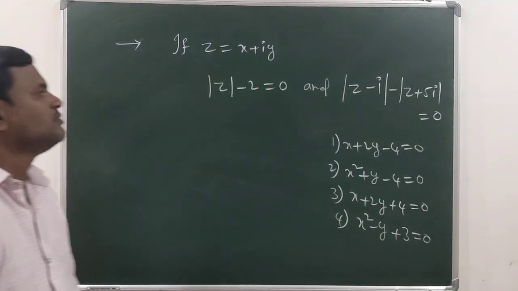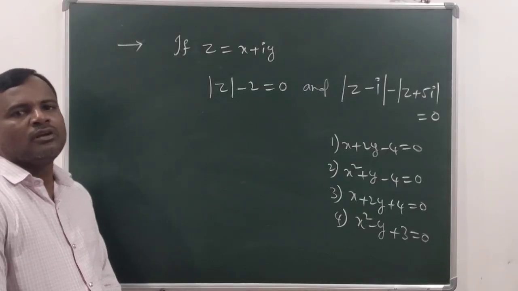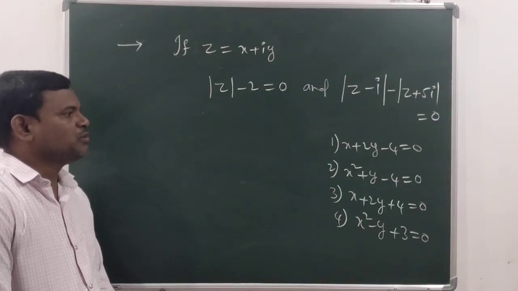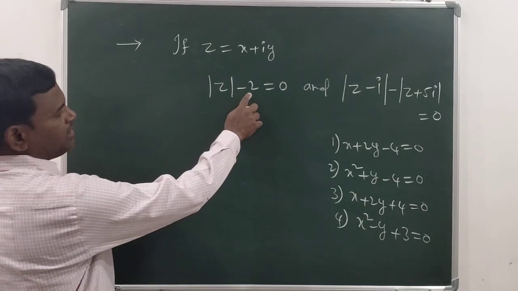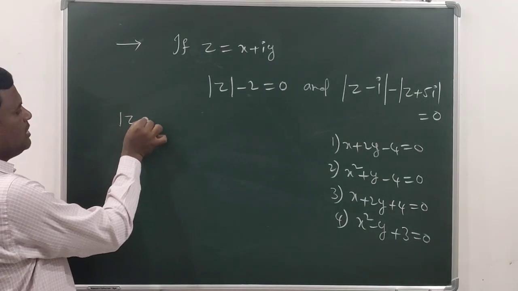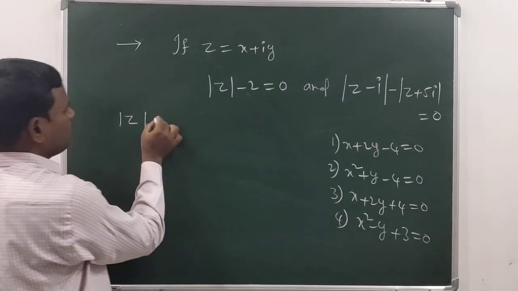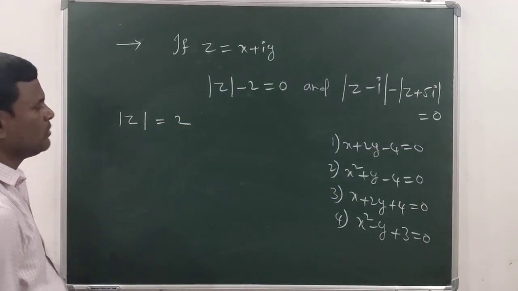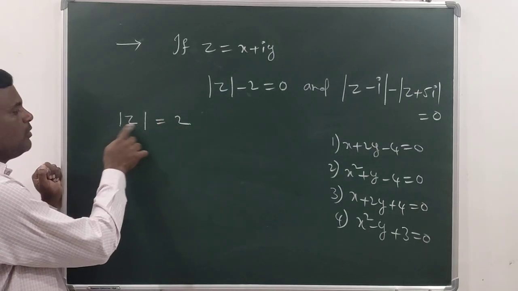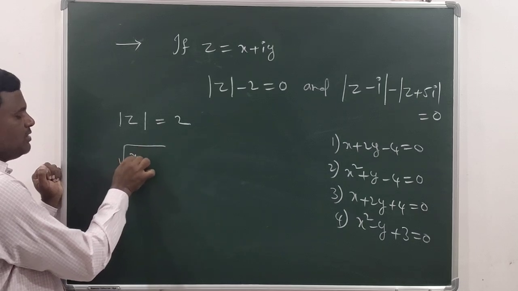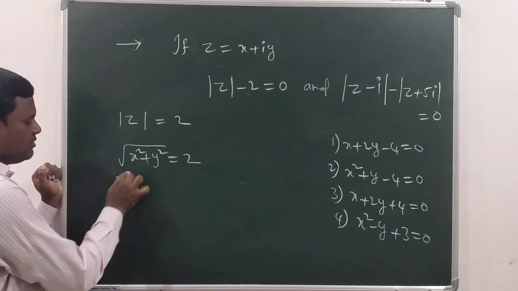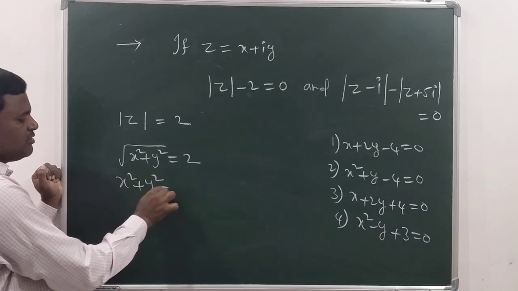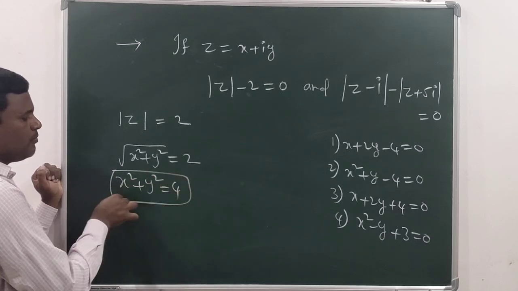Okay, students, now let us do the solution for this question. So first take the first one. What is given? |z| − 2 = 0. When you transfer this to the right side, it becomes 2. Now magnitude of z becomes root of x² + y², which is equal to 2. If you take the squaring on both sides, x² + y² = 4.